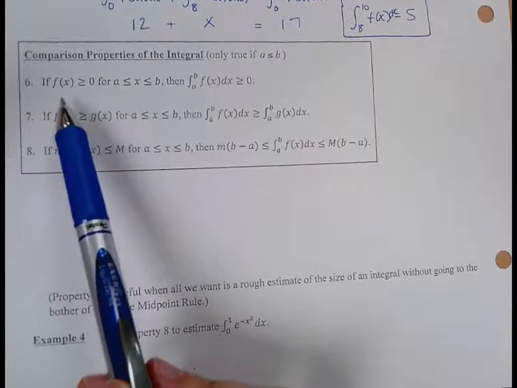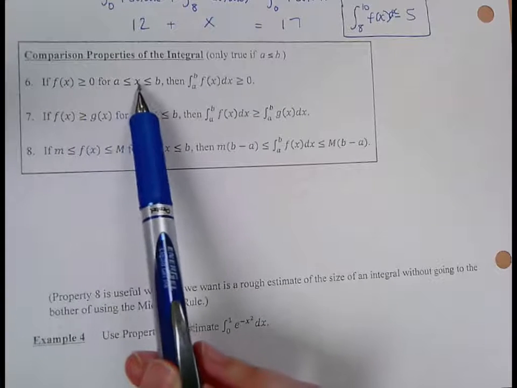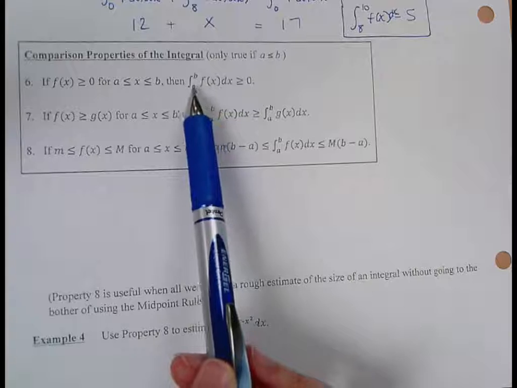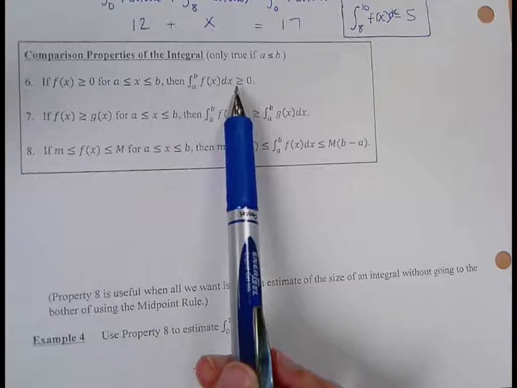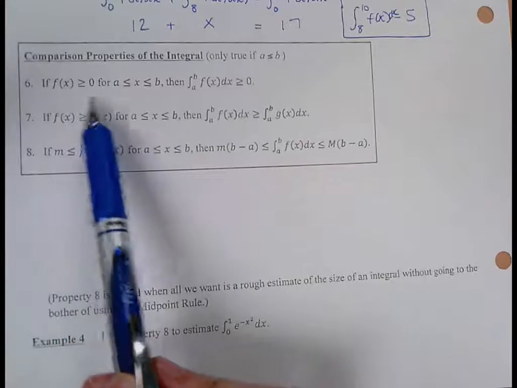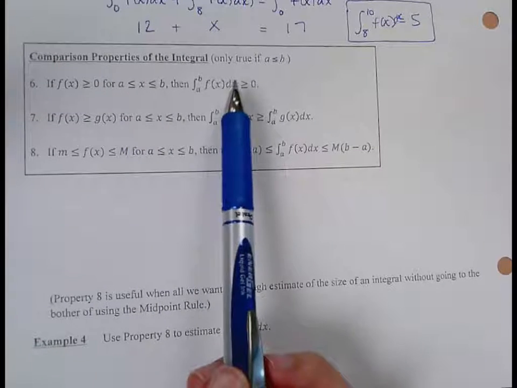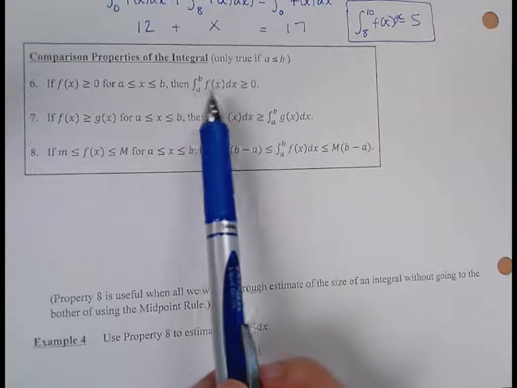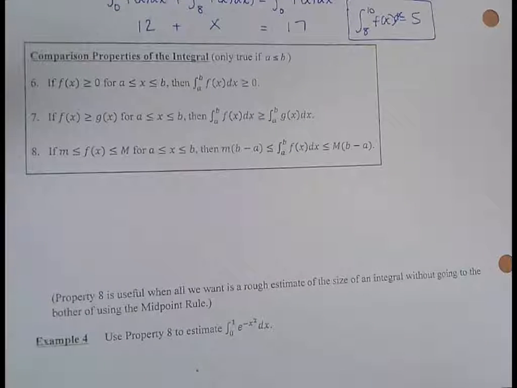Thank you. So if f of x is a function that's greater than or equal to 0 on the interval from a to b, then the integral from a to b of f of x dx should also be greater than or equal to 0. If a curve is above the x-axis on the entire interval a to b, then the area between the curve and the x-axis would all be positive area.